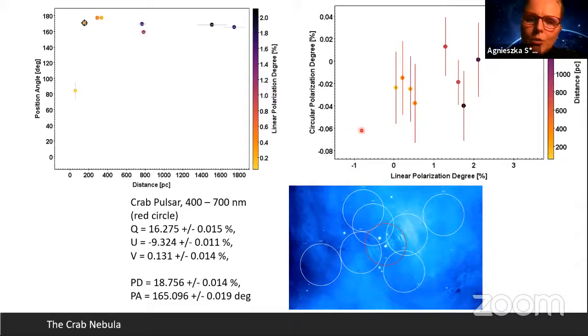Going to circular polarization, this is on the right panel. Here you see the circular polarization as a function of linear polarization for the same 8 stars. This checks 2 things. First of all, you can see that the circular polarization within the errors is around 0%. And second, we don't see here crosstalk between linear and circular polarization, which happens pretty often.